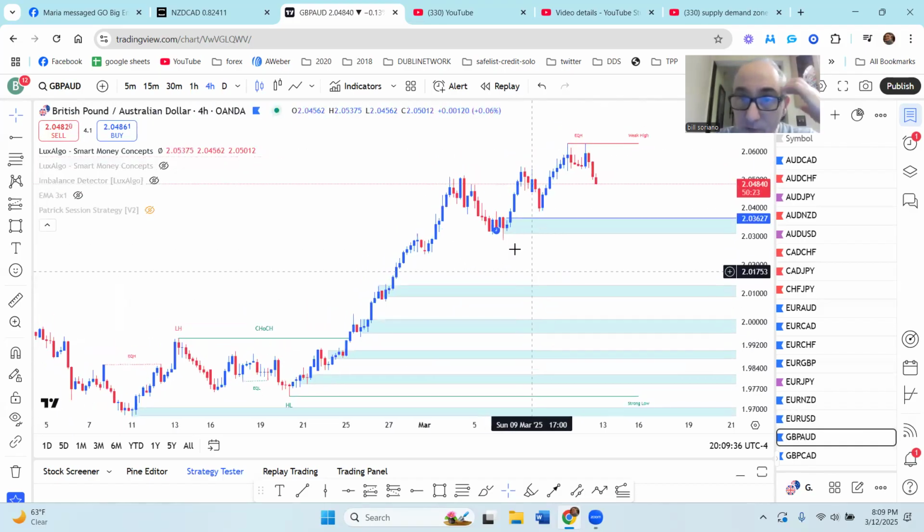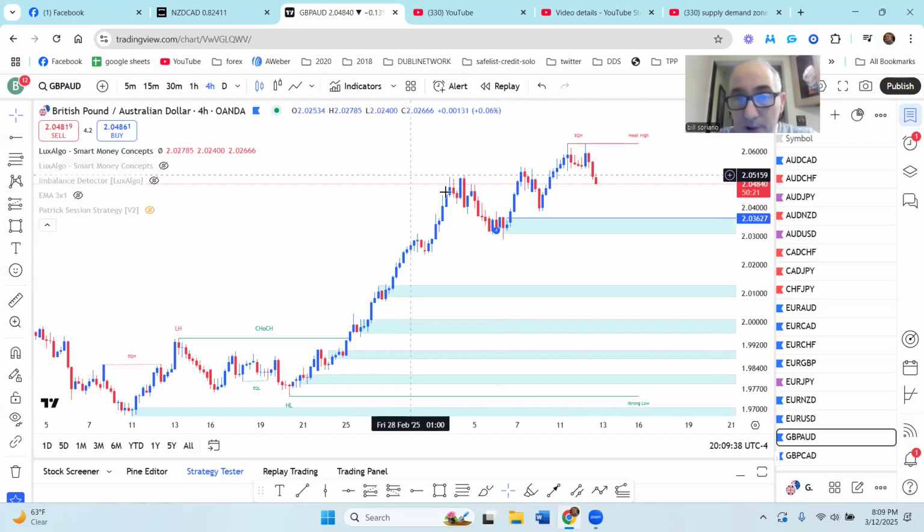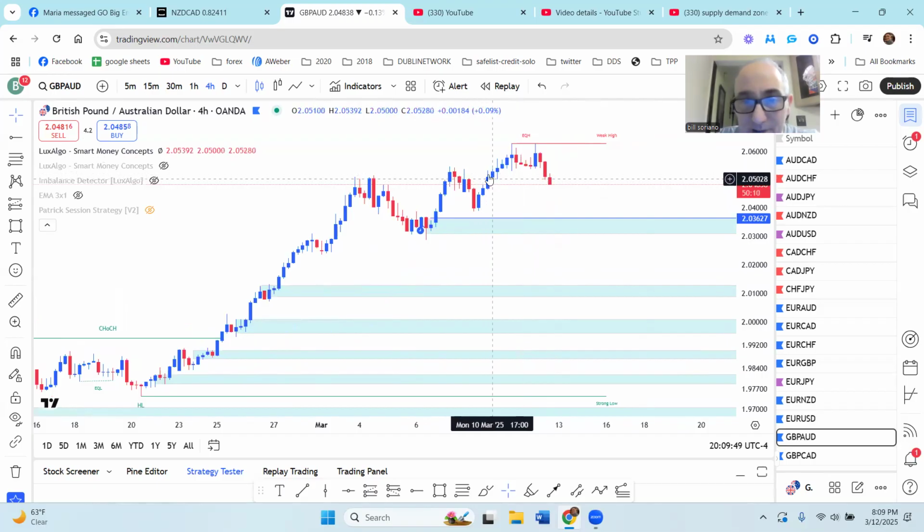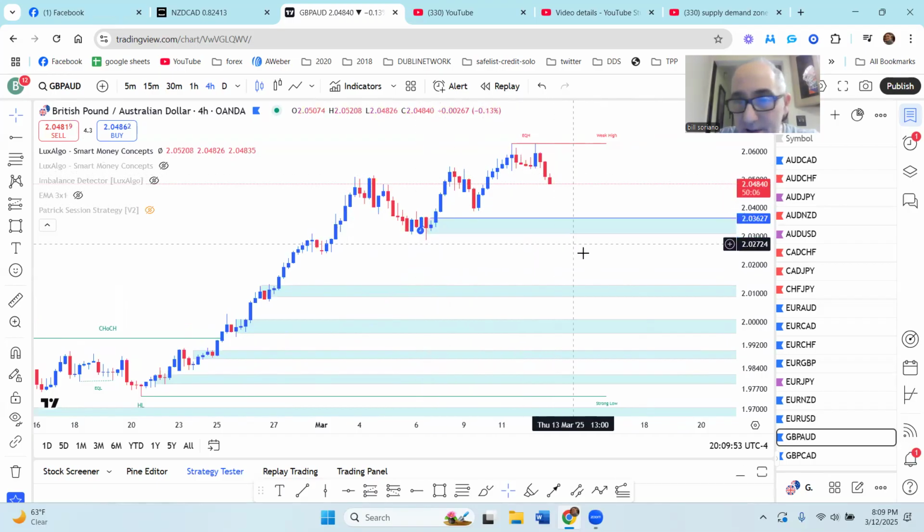GBP AUD is also moving up. We had a break of structure right here, a pullback, another break of structure. There's really not a nice impulse candle here. You see how this wick here is kind of a rejection. And so we're going to use this area down here.